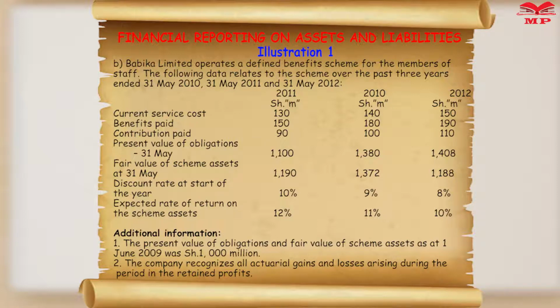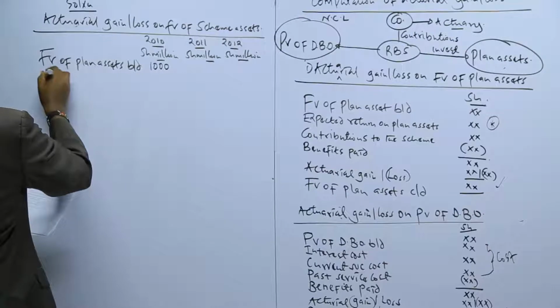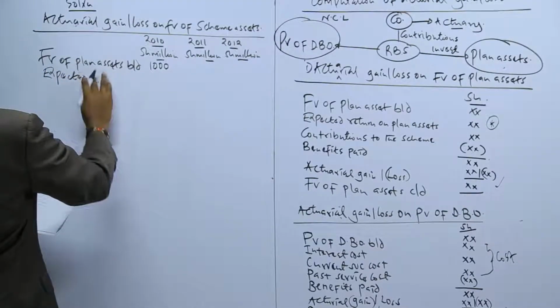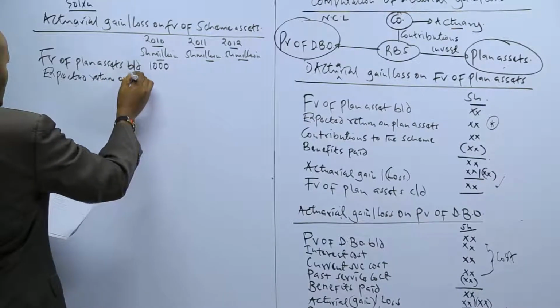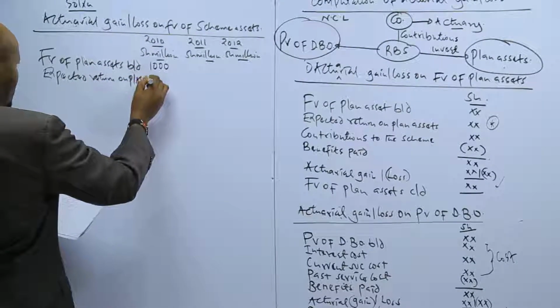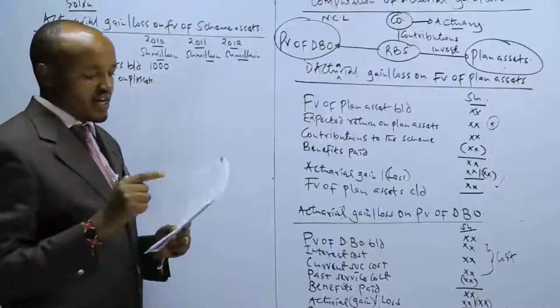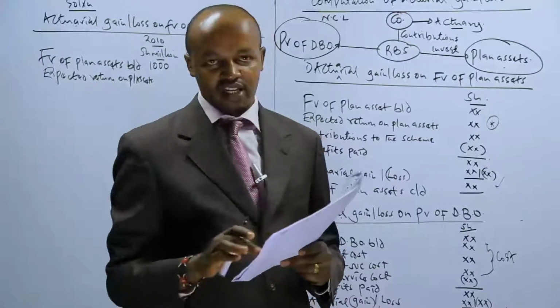It was 1,000 million. So we take the fair value of the scheme or plan asset at the start of the year, which was 1,000. To this we proceed and add the expected return on plan asset. This is computed using a rate known as the expected rate of return on scheme or plan asset. It will always be given.